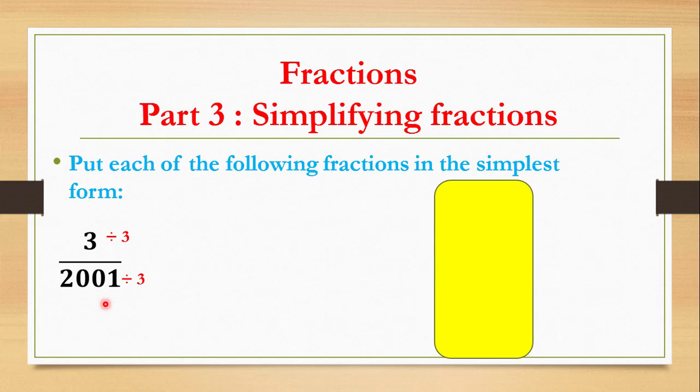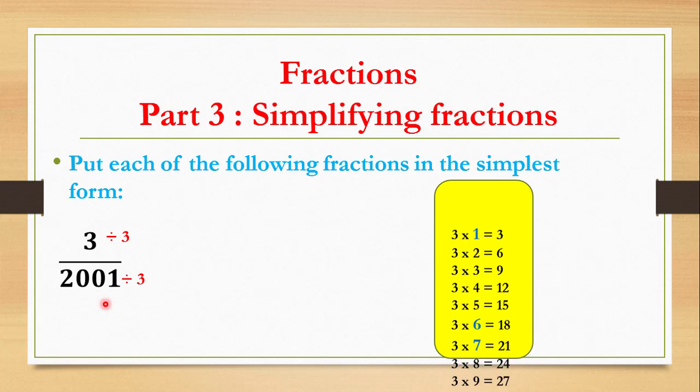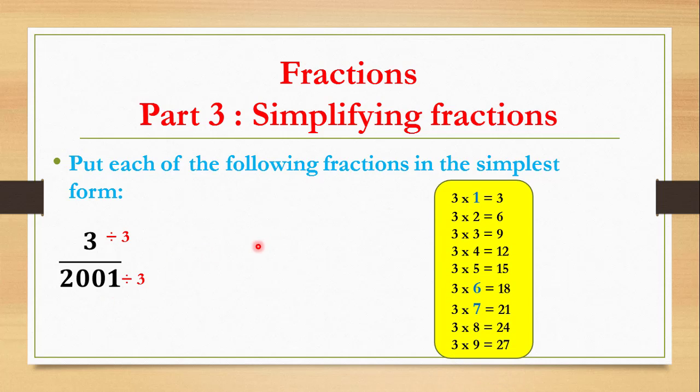Okay, let's revise timetable 3 here. We have timetable 3. 3 divided by 3 equals 1. Now we want to divide 2001 by 3. Don't forget, if you want to divide, start from the left. 2 divided by 3. 2 is less than 3, so I'll take the two digits, 2 and 0. The number will be 20.